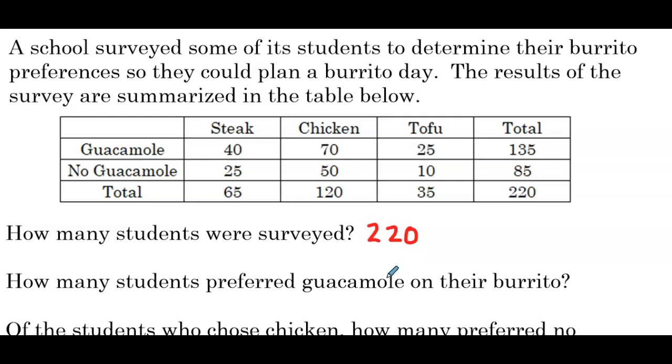that's 220. How many students preferred guacamole on their burrito? So that would be 135. Go across the guacamole row.